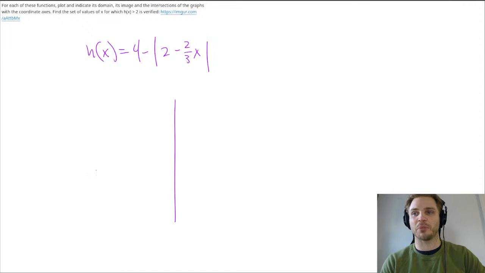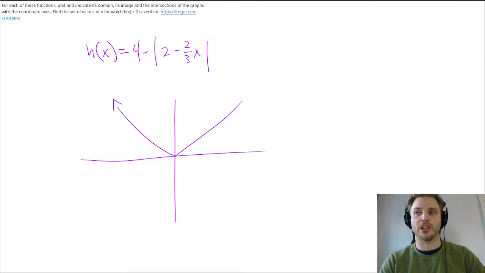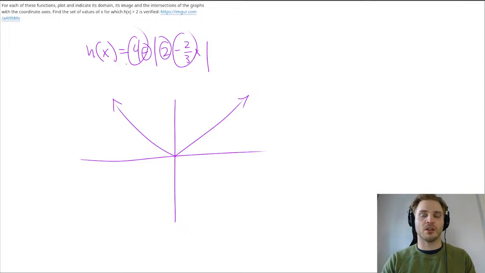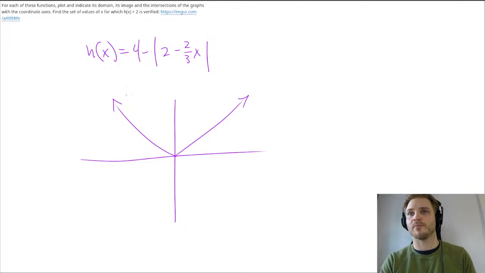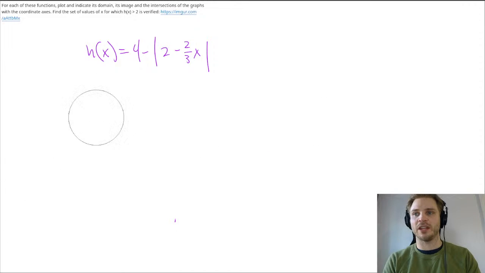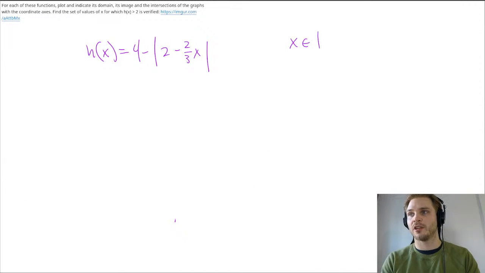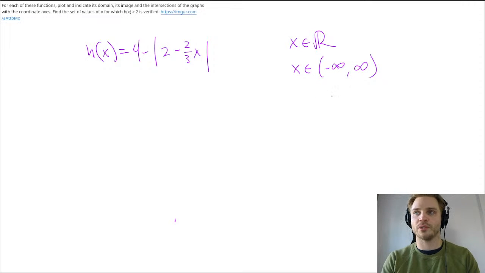Now, if we think of that parent function, the absolute value of x, we're good. Everything can go in here as far as x goes. Any x value can go in there. This is defined for all real numbers. Now, multiplying by negative 2/3 isn't going to change anything. Adding 2 is not going to change anything. Multiplying by negative 1 is not going to change anything. Adding 4 is not going to change anything. All of those real numbers are still in there. That's our domain. You can say x is all real numbers, or you can say x is from negative infinity to positive infinity, whatever you want.